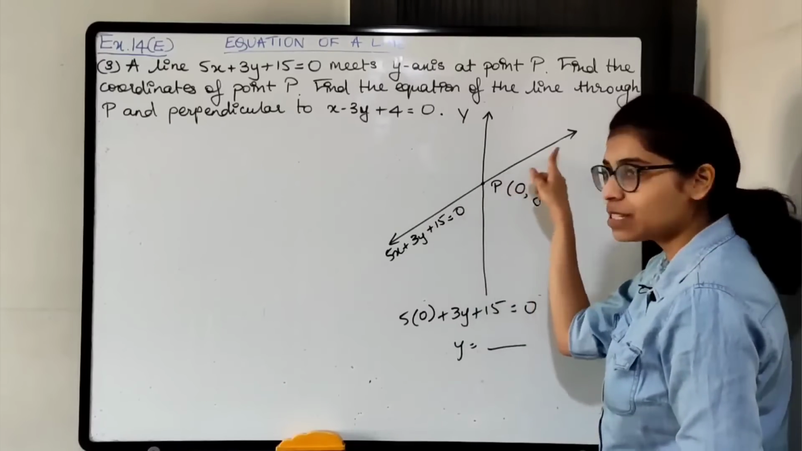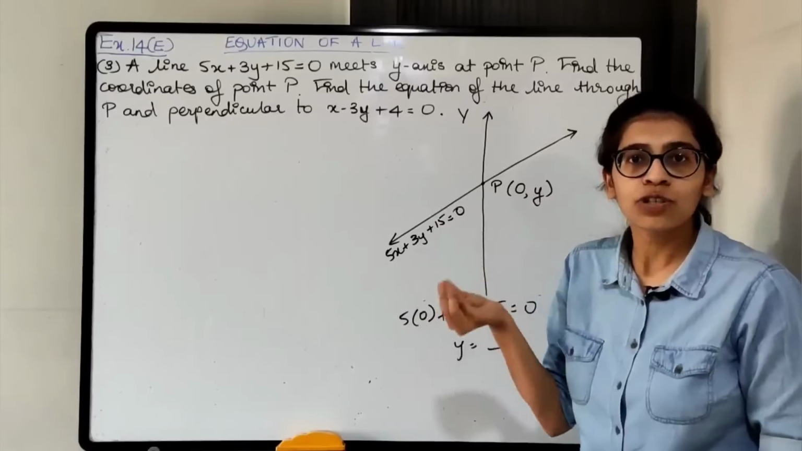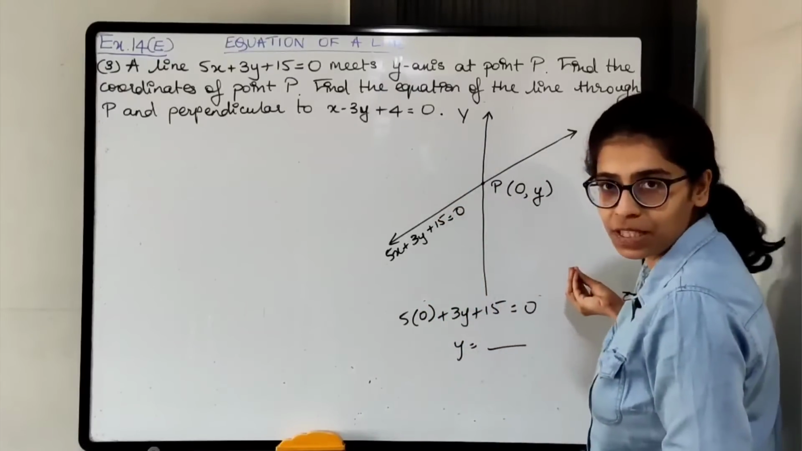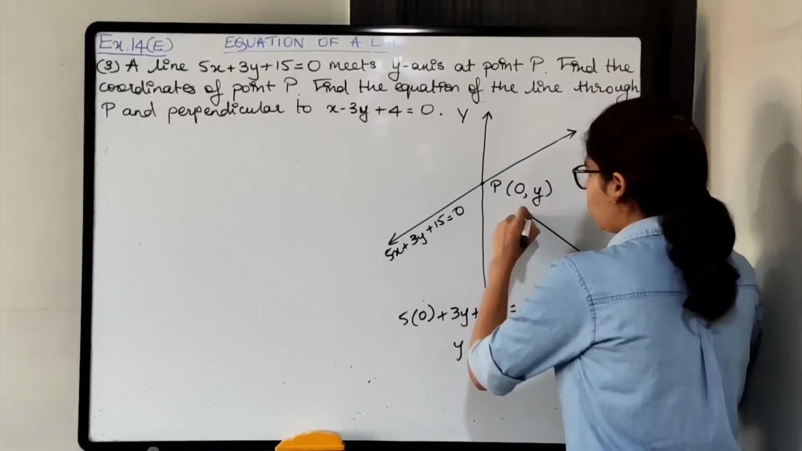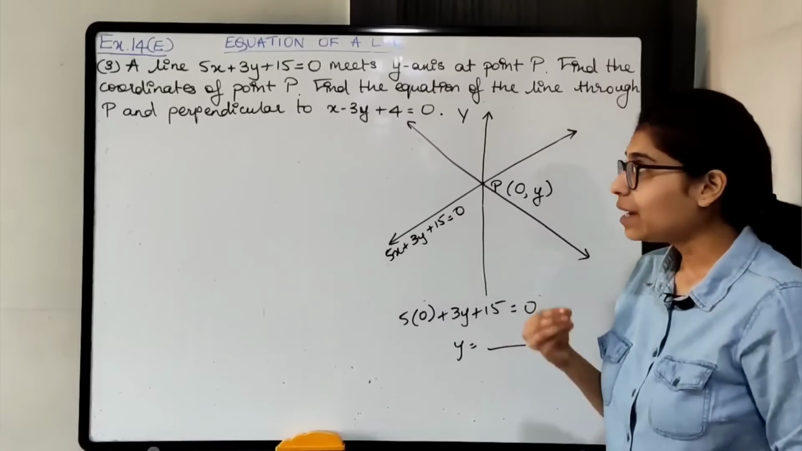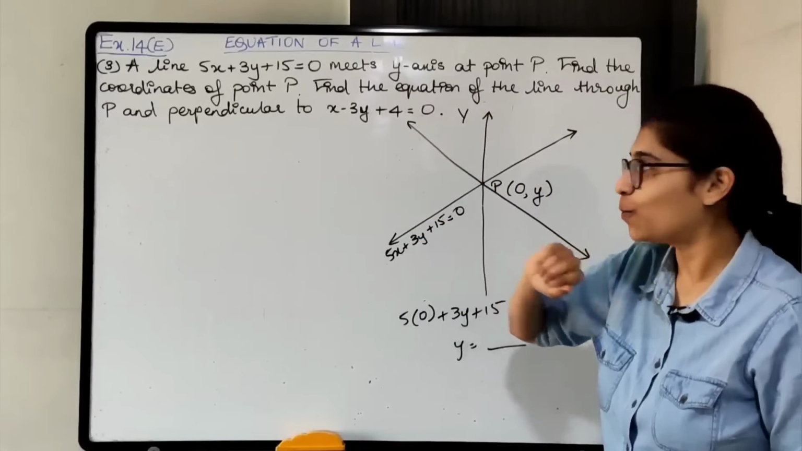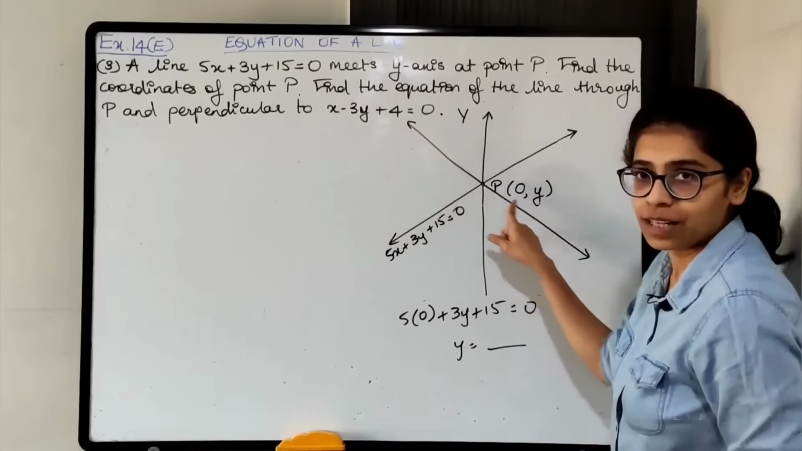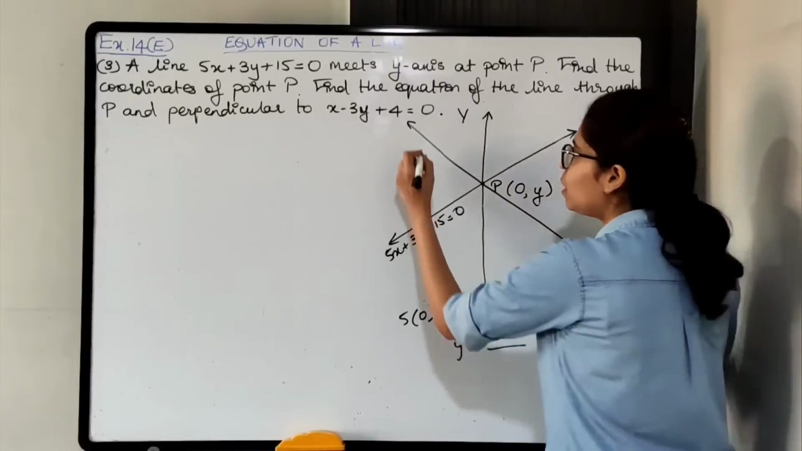We are not talking about this line. We are not talking about y-axis. There is one more line which is passing through point P. Okay. So we'll draw one more line which is passing through point P and is perpendicular to x minus 3y plus 4 equal to 0. So this new line, let's name this new line to avoid any confusion. Let's name this new line as AB.